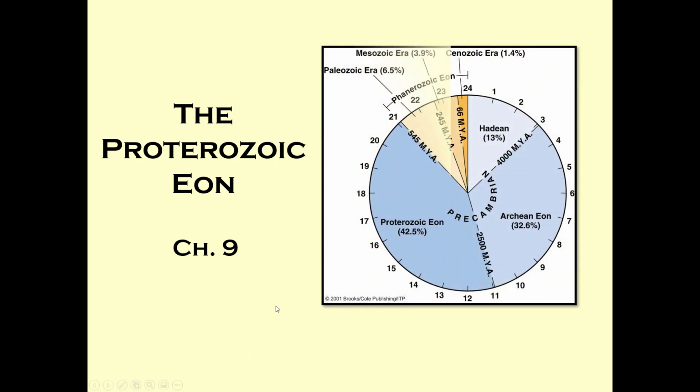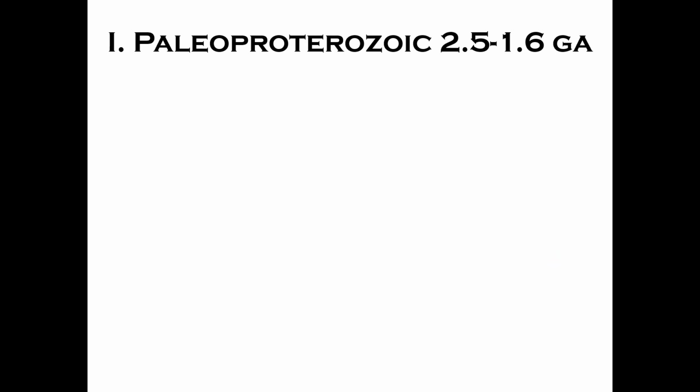So, with our clock diagram of geologic time, I want you to see why the Proterozoic Eon is put in a new unit. It represents 42.5% of all history of the Earth. Lots of really important things happen in this eon, so much so that it's subdivided into the Paleoproterozoic, which means the ancient Proterozoic, and then the Mesoproterozoic means the middle Proterozoic, and then finally the Neoproterozoic means the newest part of the Proterozoic eon.